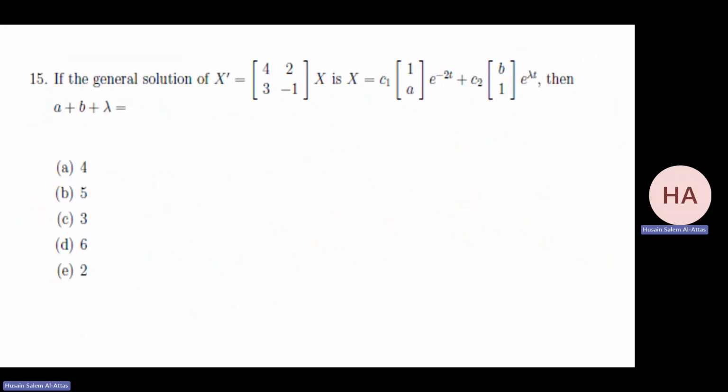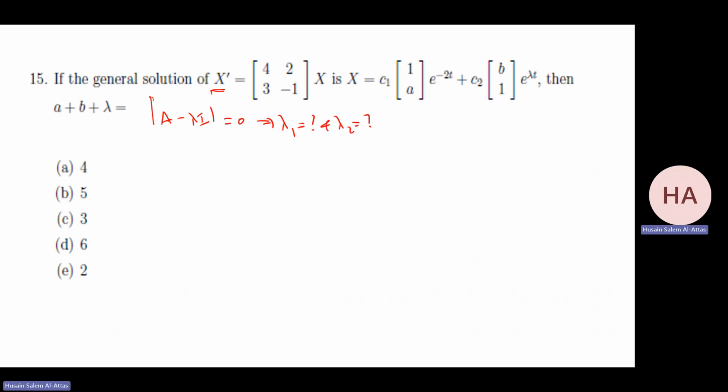Now we'll start the old exam questions related to this section. He said if the general solution of this is this one, so what we need to do? We need to find the eigenvalues and eigenvectors. For the eigenvalues, I can do A minus lambda I equal to 0 and find lambda 1, lambda 2.